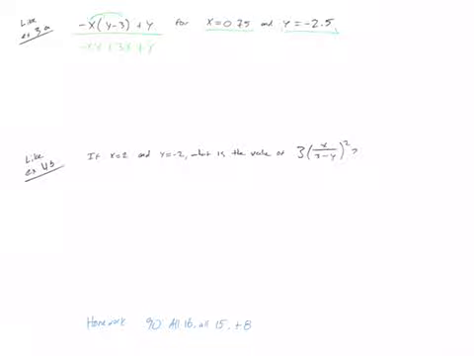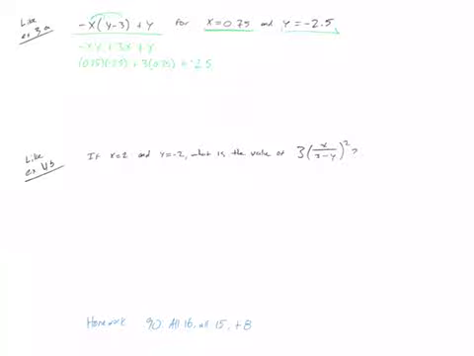So let's go ahead and plug these in now. X is 0.75, so it's going to be negative 0.75 times y, which is negative 2.5, plus 3 times x, which is 0.75, plus y, which is a negative 2.5. Again, pause the video and make sure you understand where all these numbers are coming from.